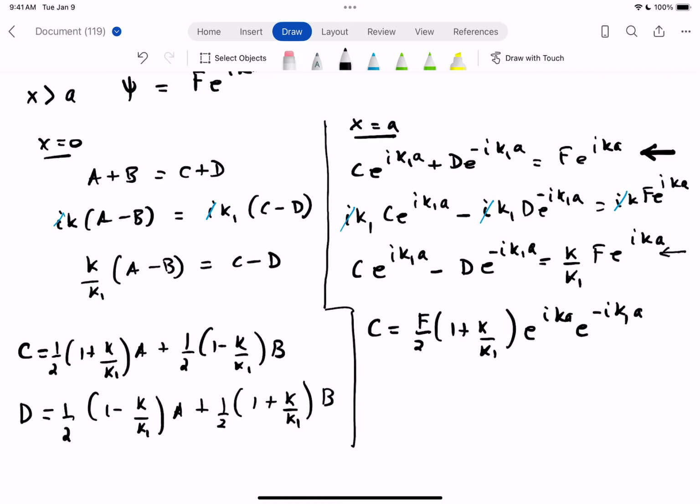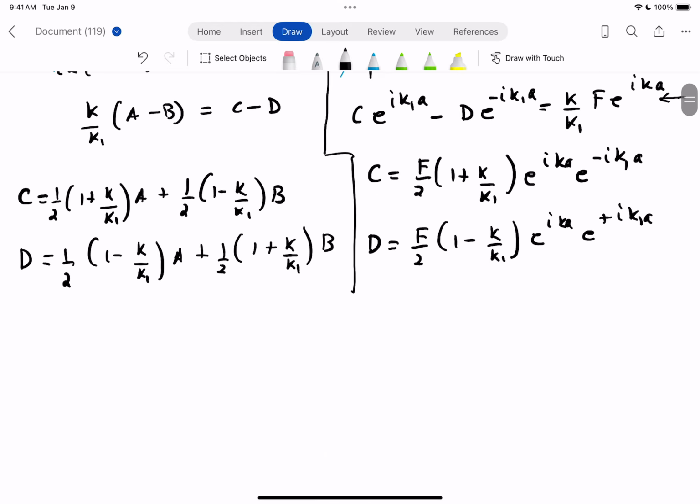And then I just divided both sides by 2 because I had a 2C on the left, and that gave me this term. And I moved the e to the power of iK1a to the right, and so it became a minus iK1a. And so similarly, I can also get the D, very similar: F over 2, 1 minus K over K1, e to the power of iKa, e to the power of i plus iK1a.